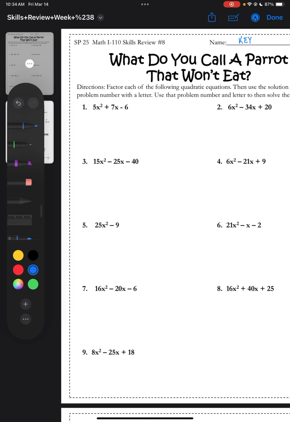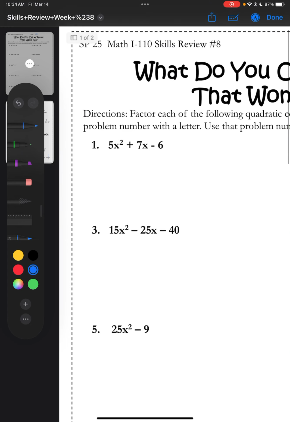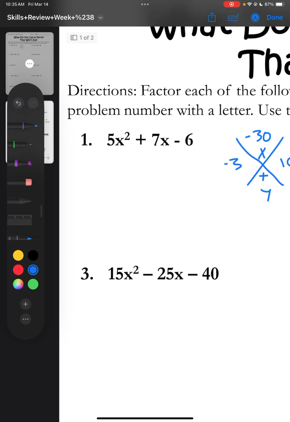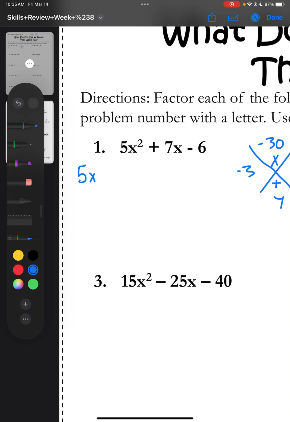So let's start with number 1. A good method we could use here is grouping. I'm just gonna do what I showed you guys in class and organize it. I'm gonna find the two numbers I need to multiply to get negative 30 and add to get positive 7, which are negative 3 and 10, because when you add those together, you get positive 7. Then we're going to separate that 7x into our positive 10x and our negative 3x minus 6.